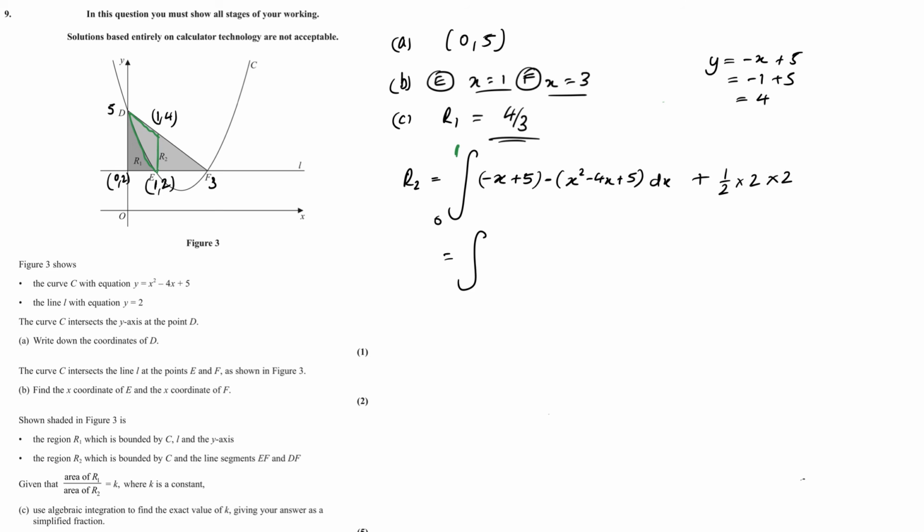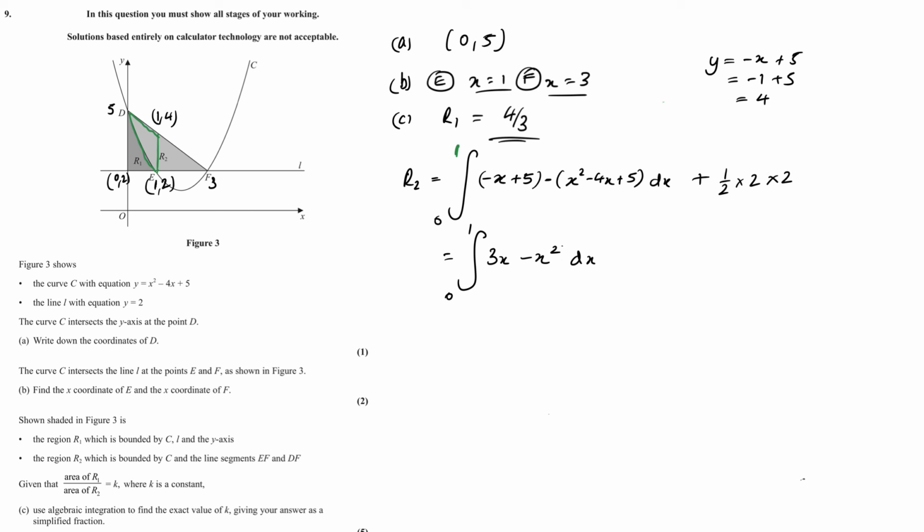So I'm integrating between 1 and 0. I'm going to simplify this now. If I look at the 5 first, 5 take away 5 is 0, so I haven't got to worry about that. Minus x minus 4x is minus 1x plus 4x, so 3x. And that's just minus x squared.